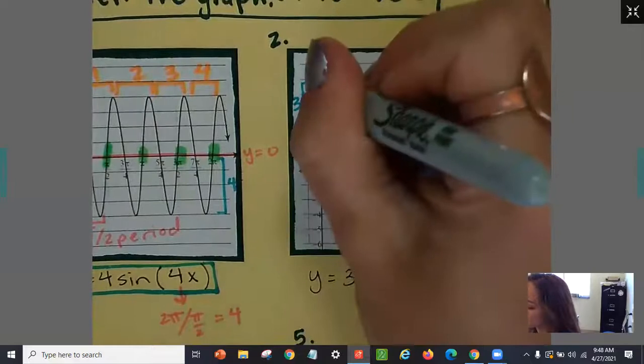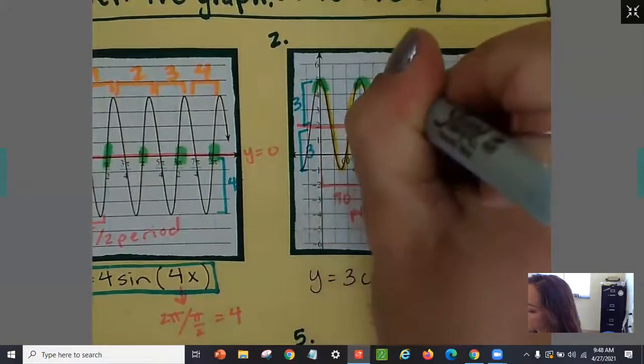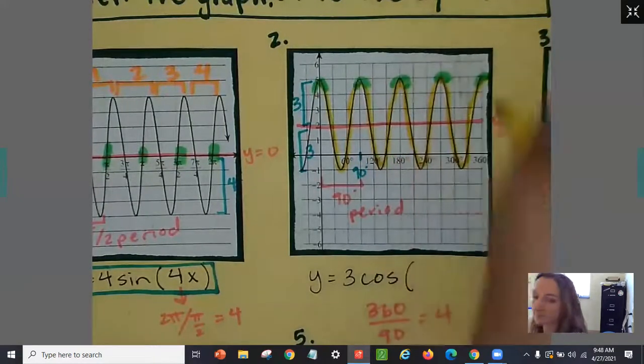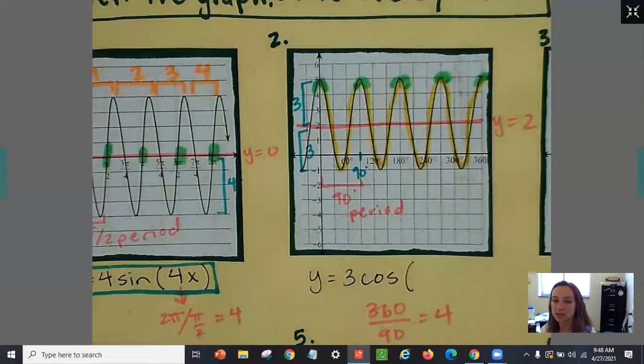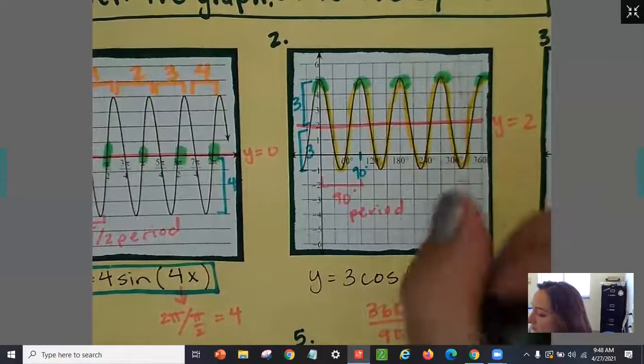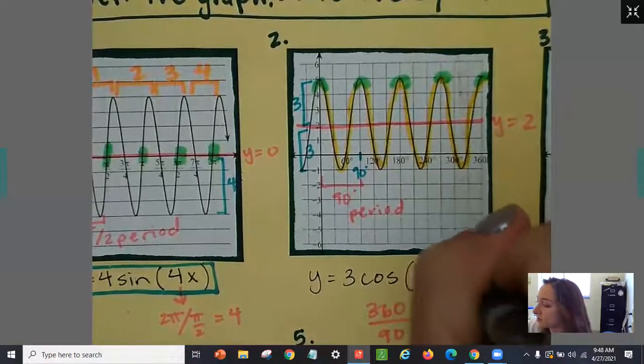And by the way, this is what a wave looks like. 1, 2, 3, and 4, like this. All right, so there are 4 waves in 2 pi. So we're going to do 4, and then you can write theta, or you can write x. And then we're going to add our midline on the end, so plus 2.